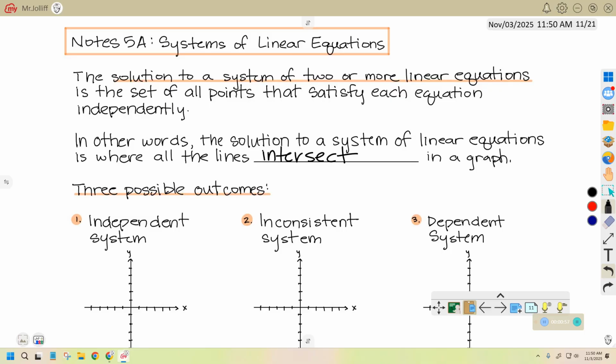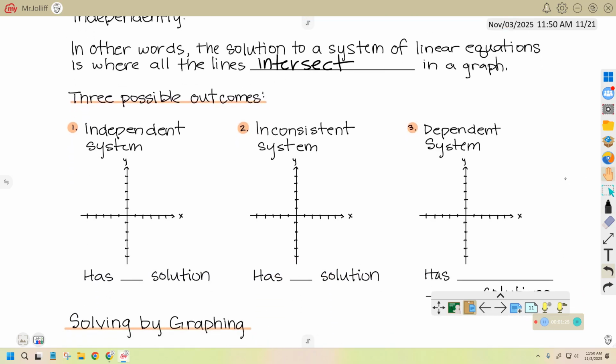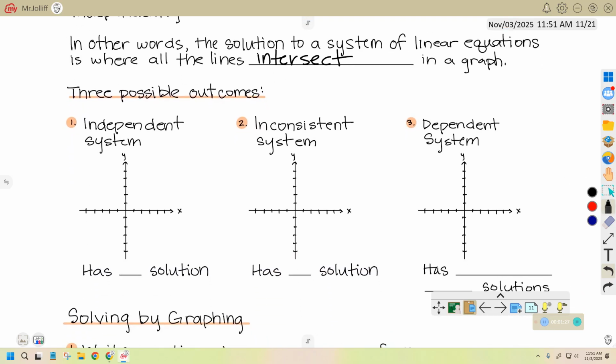Where do they cross? Where do they touch? The solution to a system of linear equations is the point or set of points that all of the lines have in common. So where do they overlap in the graph? And there's three possible outcomes when I'm plotting just two equations, and we're going to focus on solving systems of two. If I'm plotting just two equations, I have three options.